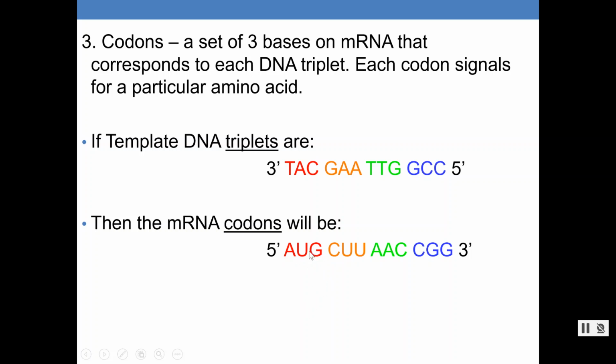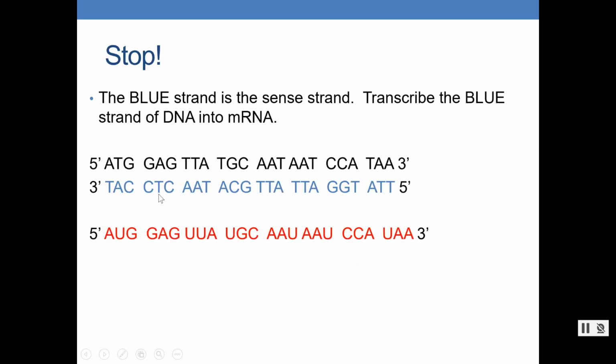Something else I want to point out is that a group of 3 on an mRNA strand is called a codon. Sometimes you'll hear the vocabulary term triplet, a DNA triplet. The DNA is also written, if we go back to here, in groups of 3 that correspond to these codons. They refer to this group of 3 in a DNA strand as a triplet, and that triplet is going to encode for 1 amino acid.